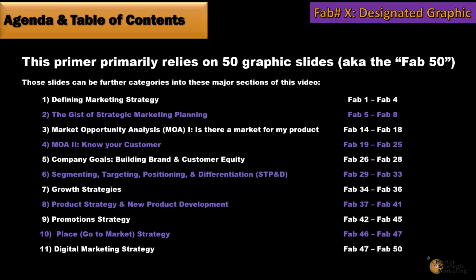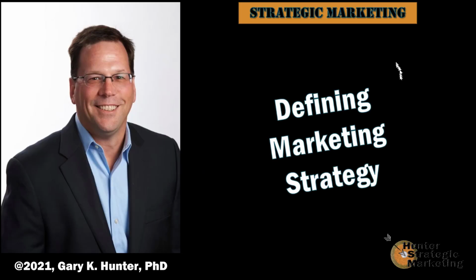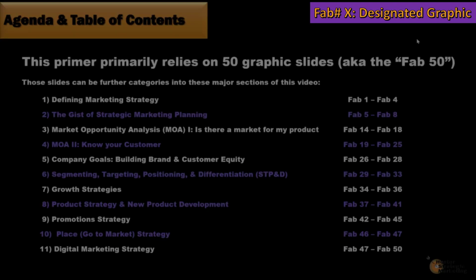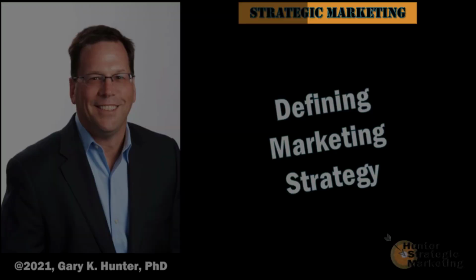Again, there are going to be about 50 slides, so you'll see in the upper right-hand corner on the slides that I'm trying to emphasize this designation of FAB-X, designated graphic FAB number X. That number will be 1 through 50, and those are the 50 slides that I'm primarily trying to emphasize on understanding marketing strategy and marketing management.